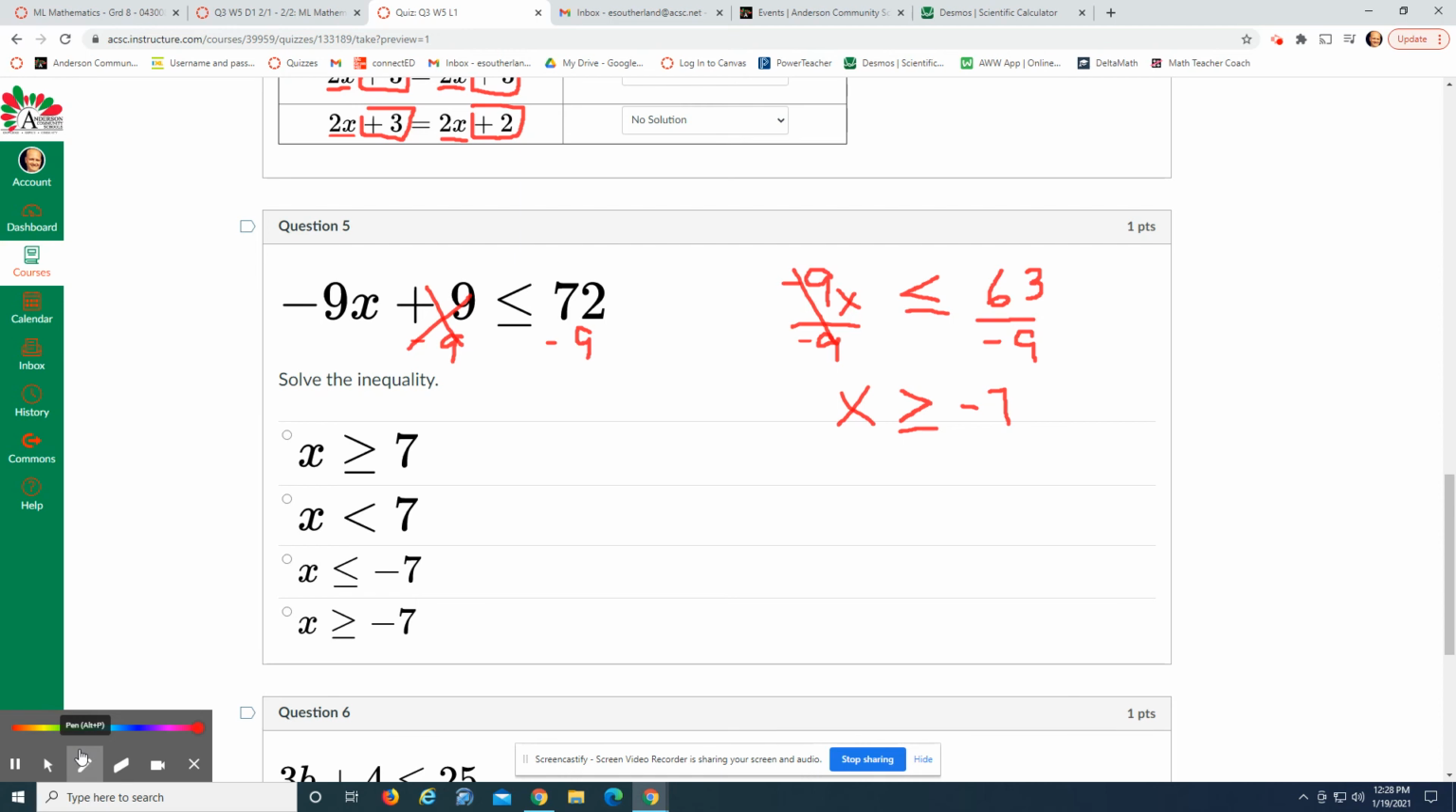And so then I want to find the one that I matched. X is greater than or equal to negative 7.